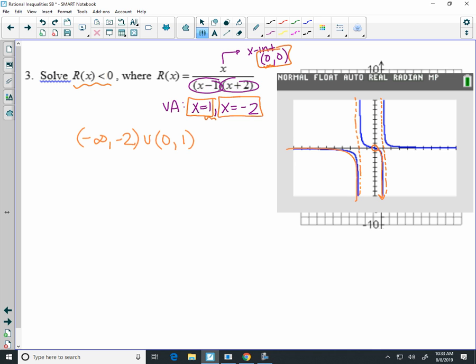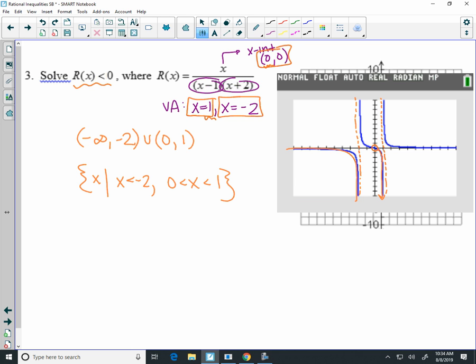After we get past that asymptote at x equals 1, we're above the x-axis. So this is our solution. In set notation, let's see, x is less than -2, and x is between 0 and 1. Just double checking my symbols there.